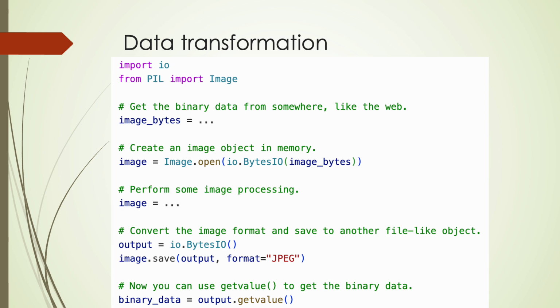After that, we can convert the image to a uniform format by saving it to another file-like object with the specified format. Finally, we can use the getvalue method to get the binary data and return it to the user.